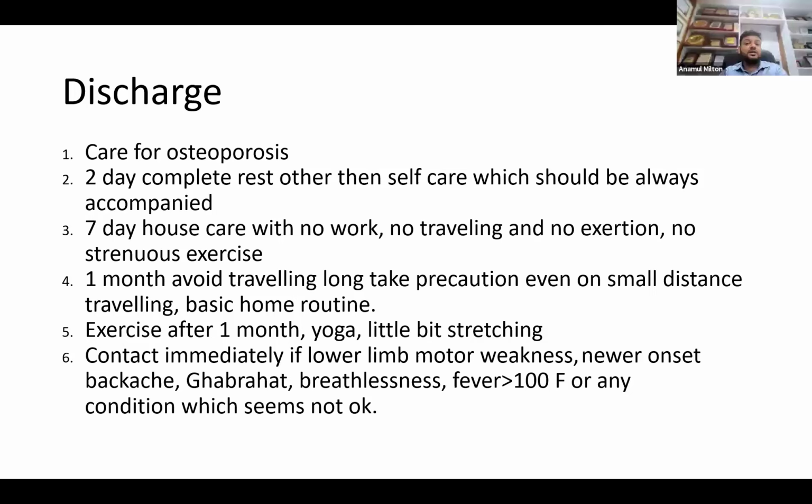Another thing, you should give the patient your number and always give some clues. If the patient has a temperature of more than 100 degrees, any kind of motor weakness, new onset of backache or breathlessness or other things, always without any hesitation the patient should contact you, because the patient may develop other problems. If the patient is suffering from any kind of symptoms, always notify you.